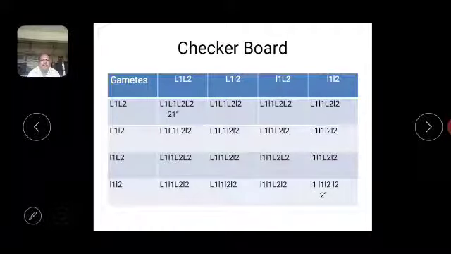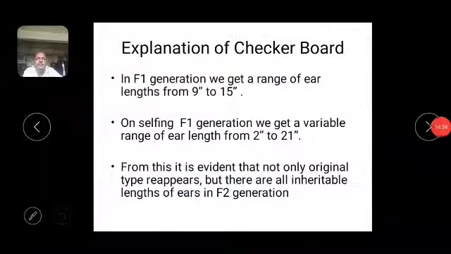In other cases, depending upon the number of dominant alleles, as the number of dominant alleles decreases, the size of the ear also decreases, and therefore we get various lengths of ears in maize. In the last case, that is small l1, small l1, small l2, small l2, all genes are recessive, and therefore we get a plant having ear length of 2 inch. So, the explanation of the checkerboard.